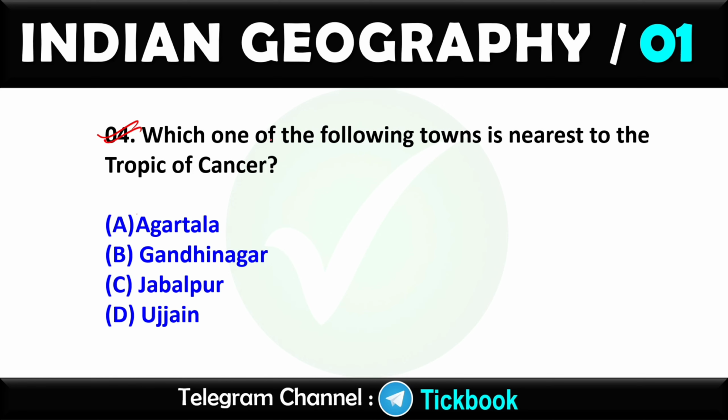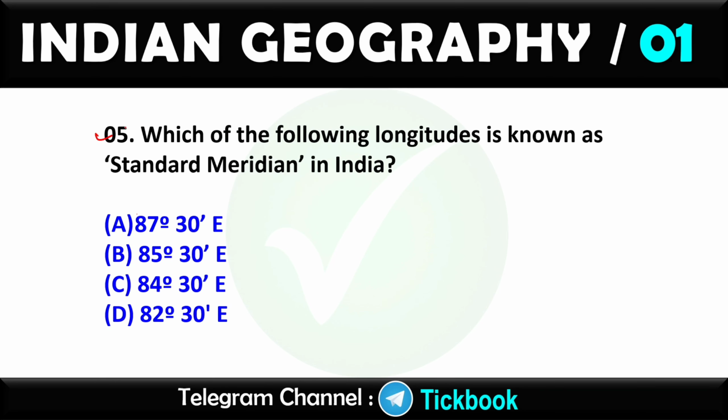Question number 4. Which one of the following towns is nearest to the Tropic of Cancer? Option number B is the right answer, Gandhinagar. Question number 5. Which of the following longitudes is known as standard meridian in India? Option number D is the right answer, 82 degree 30 minutes east.